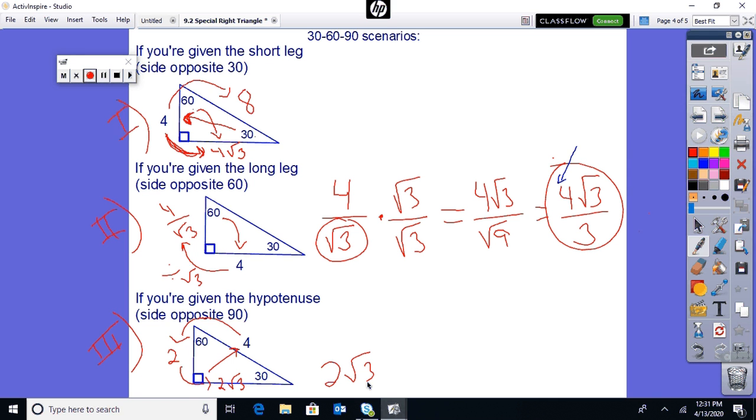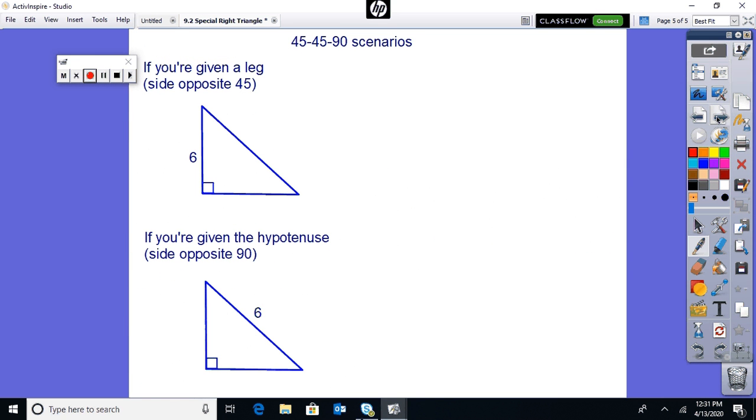So the first and third examples, super quick. The middle one takes a little bit of work. You have to rationalize your denominator by multiplying by 1 in disguise. All right? So there's your 30, 60, 90 step. 45, 45, 90, only 2 scenarios here. And shouldn't be too bad because you only have 2 different numbers.